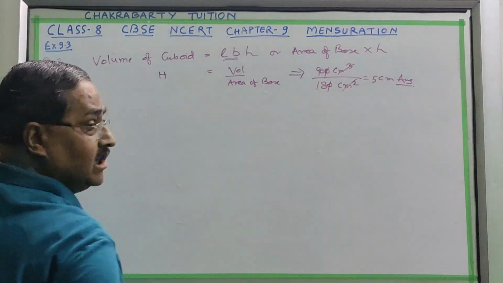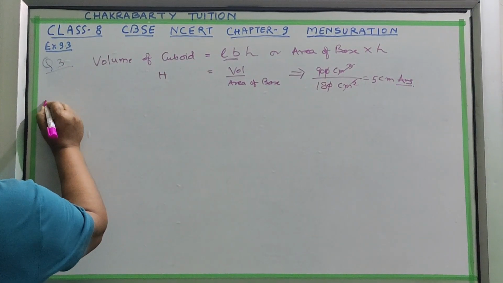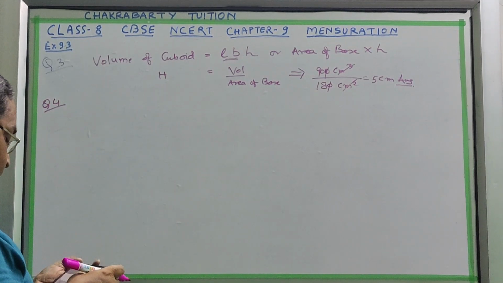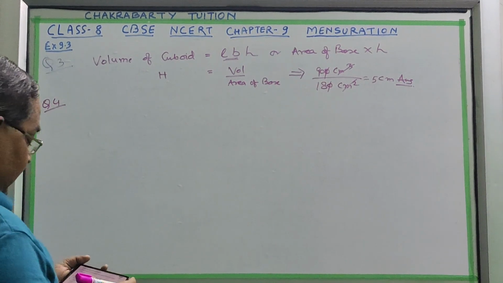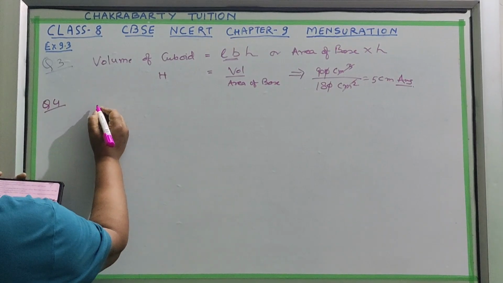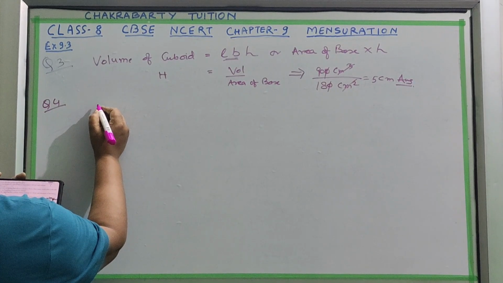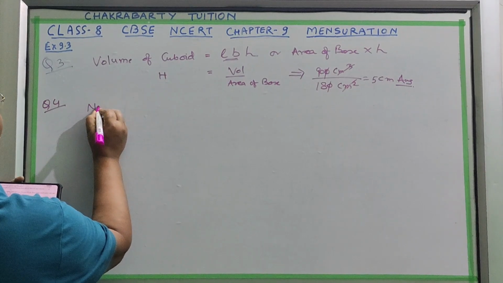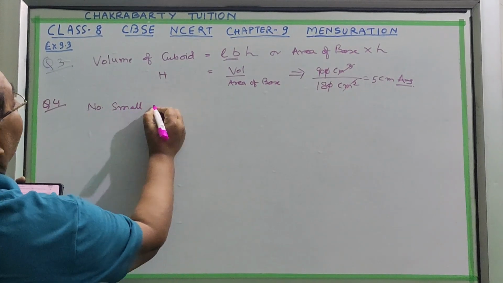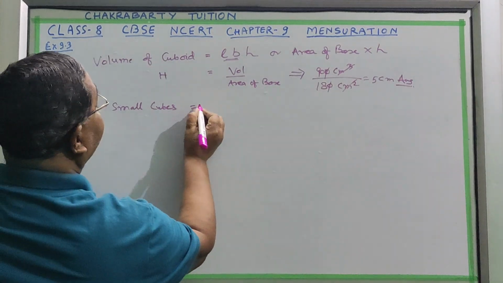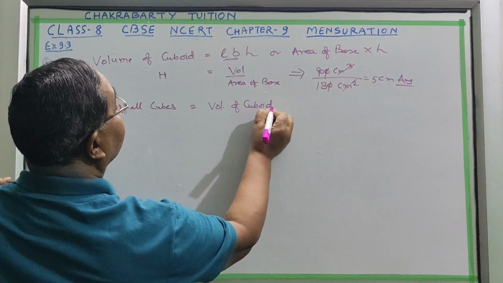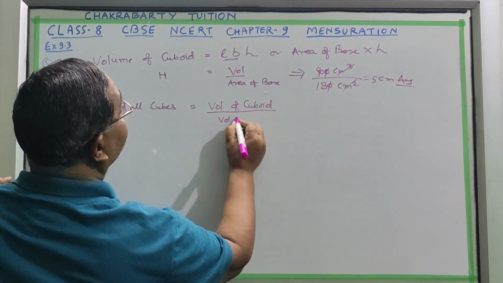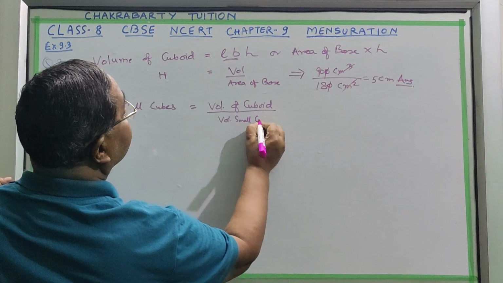Okay. Now question number 4 we are going to solve. Question number 4. A cuboid has the given dimensions. How many small cubes with the given side can be placed in it? So the number of small cubes will be volume of cuboid upon volume of small cube.